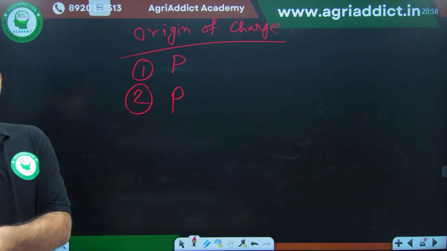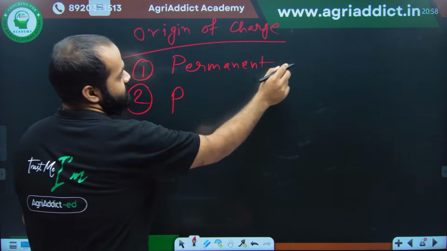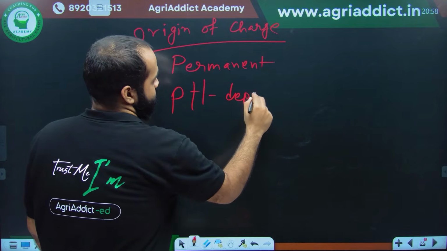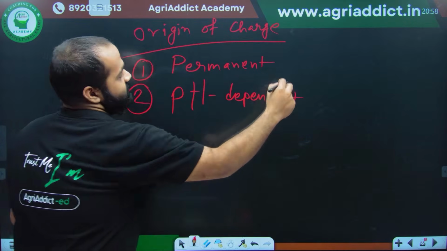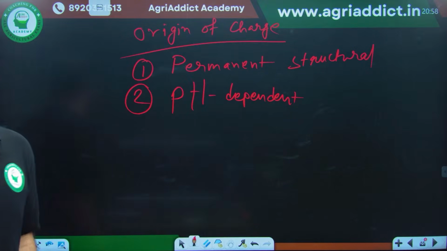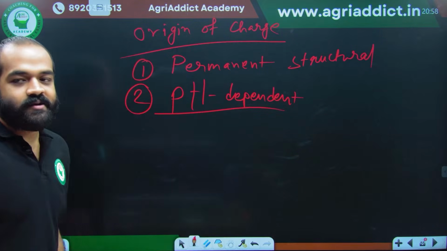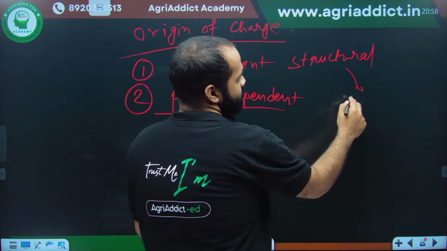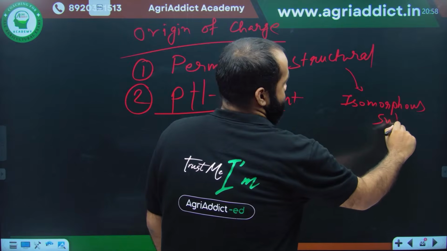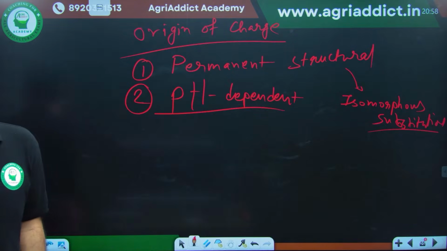Very good. Permanent and temporary. Temporary is a good word, but temporary का best ये है, it will be pH dependent. So this permanent charge is also called permanent structural charge, right? We all know that permanent structural charge, and this is the pH dependent charge. This permanent structural charge takes place because of isomorphous substitution. We all know that, right? इसमें तो और नया कुछ बोलने का है नहीं. It is because of isomorphous substitution.